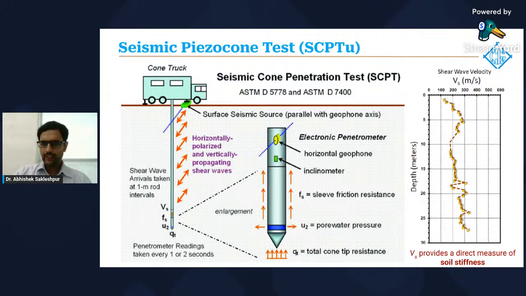On the right hand side, we can see a plot of the shear wave velocity with depth, and VS provides a direct measurement of the soil stiffness. And here we can see other features, so the cone resistance, sleeve friction, pore pressure, and the geophone, which is part of the seismic module that is connected to the CPT probe.